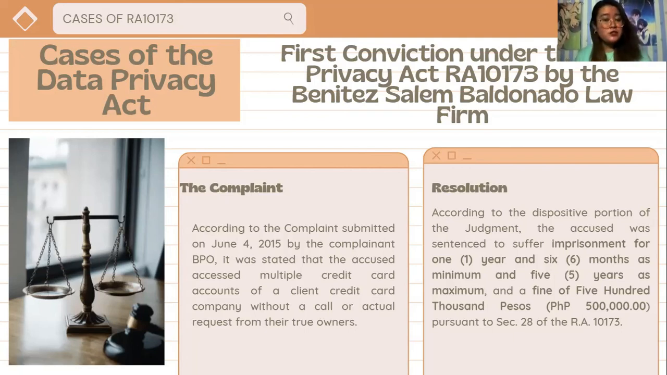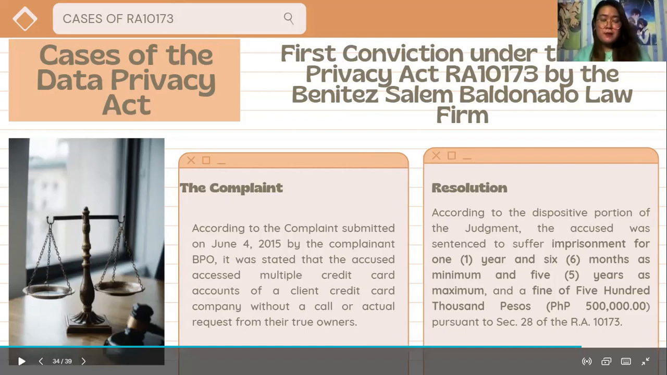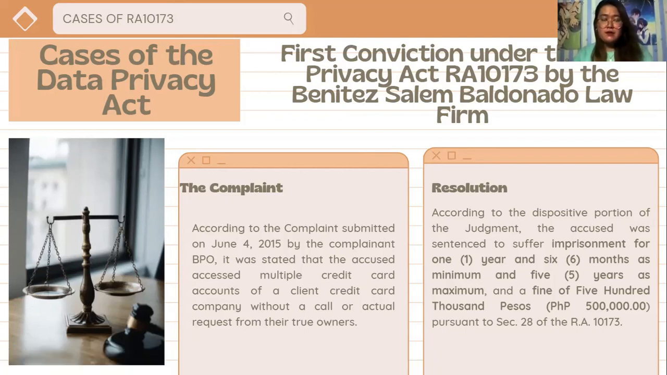To make the long case short, the BPO is the complainant, and they are complaining about a certain person because that person, the suspect, used the BPO client's credit card without their permission. It is also stated in the information that the accused, being a customer care professional of a multinational BPO company in the Philippines, illegally accessed and processed the client's credit card without permission or authority, which was a violation of Section 28 of Republic Act 10173. That's all for the complaint.